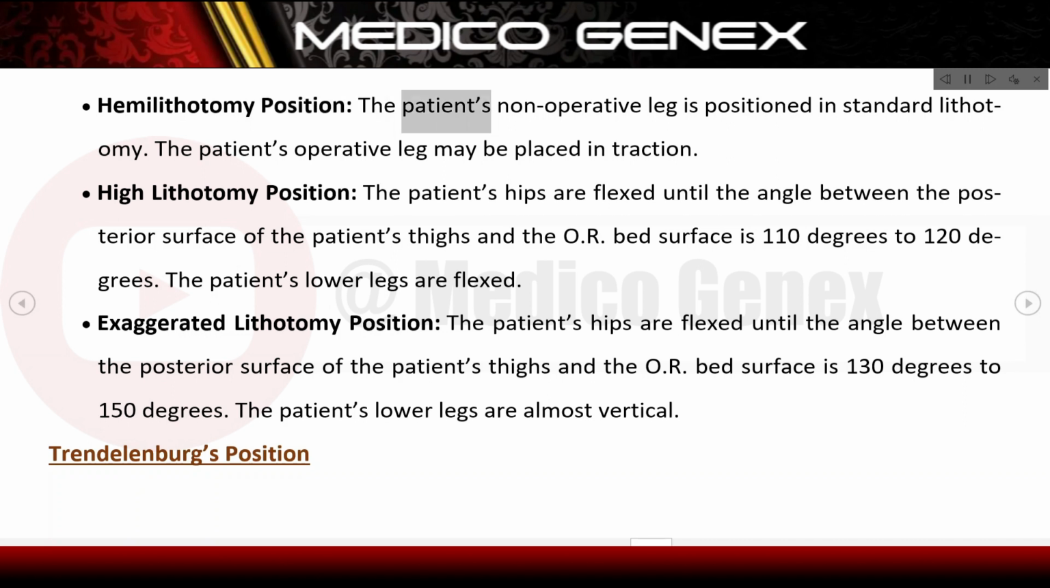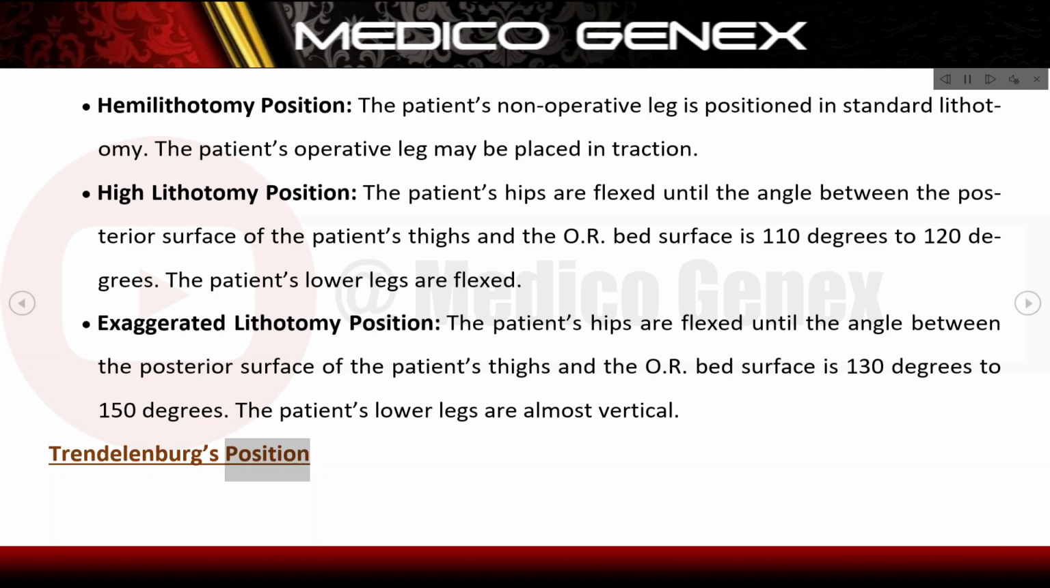Hemilithotomy position, the patient's non-operative leg is positioned in standard lithotomy. The patient's operative leg may be placed in traction. High lithotomy position, the patient's hips are flexed until the angle between the posterior surface of the patient's thighs and the OR bed surface is 110 degrees to 120 degrees. The patient's lower legs are flexed. Exaggerated lithotomy position, the patient's hips are flexed until the angle between the posterior surface of the patient's thighs and the OR bed surface is 130 degrees to 150 degrees. The patient's lower legs are almost vertical.